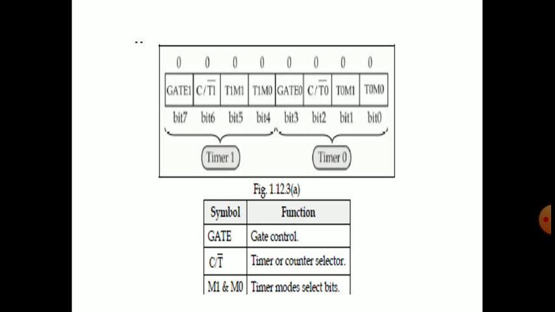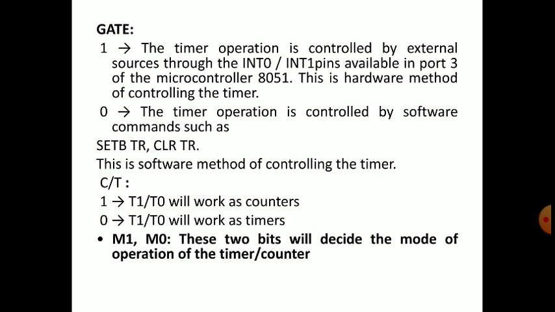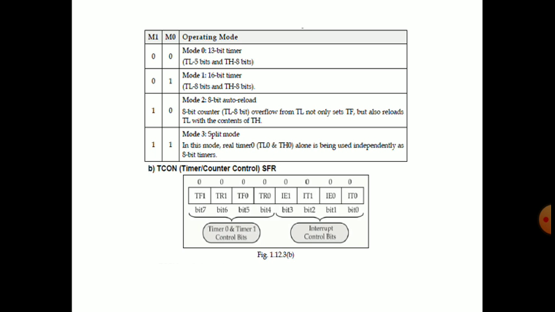So there will be 4 modes of these timers, and in each bit pattern there is the gate control, timer or counter selection, and the mode selection bits, particularly M1 and M0 for operating mode. Mode 0 is a 13-bit timer, mode 1 is a 16-bit timer, mode 2 is 8-bit auto reload function, and mode 3 is split mode, where only TL0, timer 0, will be used.